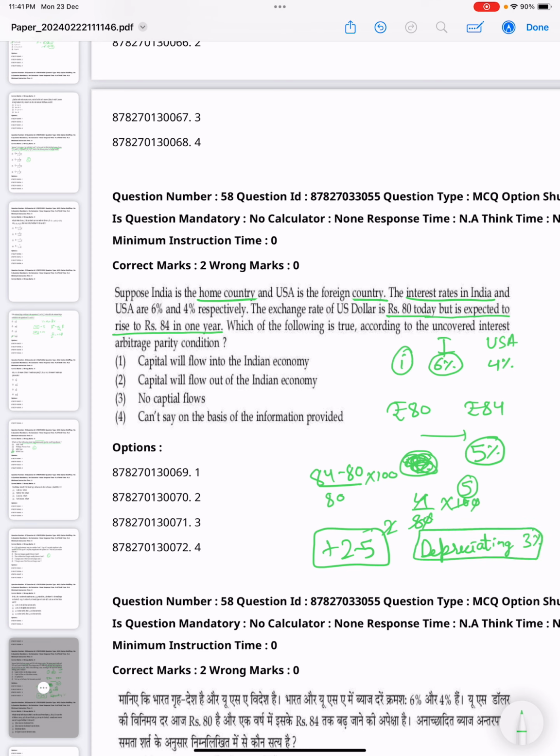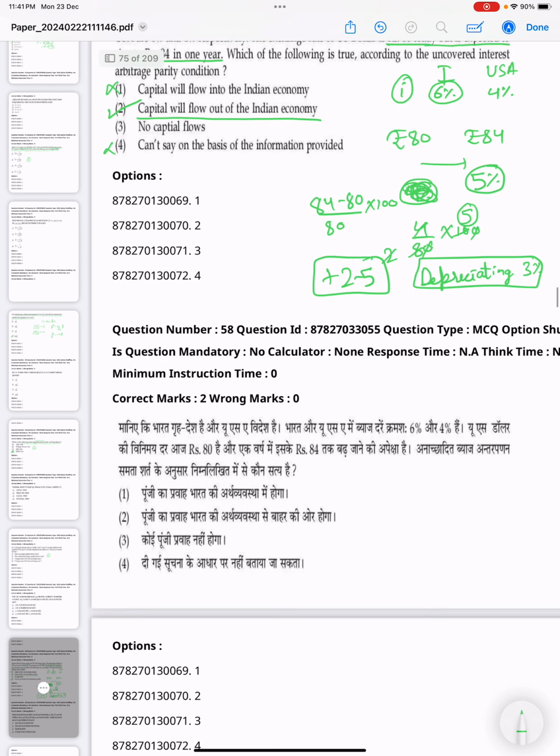So capital would not flow into the economy. So there would be capital outflows in the economy because the value of our currency would be falling.